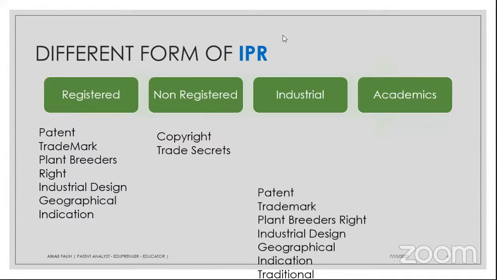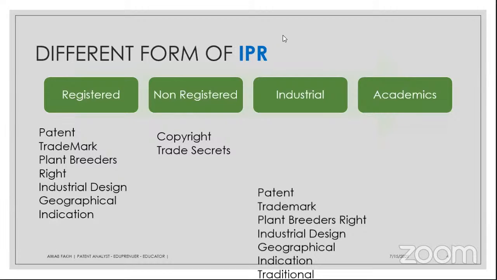Next, let's categorize the whole IPR into two broader categories. One category is registered / non-registered, and the second is there on your slide itself. Let's go into much more detail. As we can see from the block, my dear friends, there are two major categories: registered / non-registered, and industrial / academia. Not all forms of IPR require registration. In the case of copyright and trade secret, registration is not necessary.